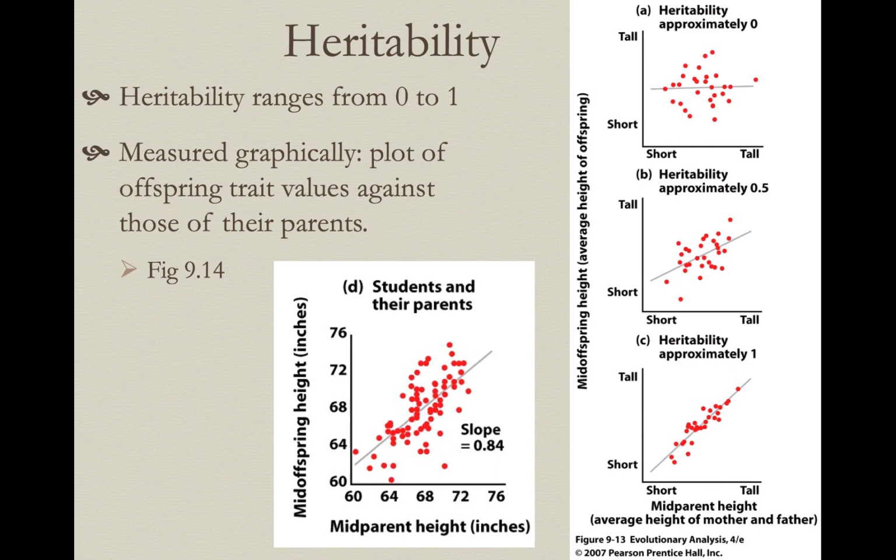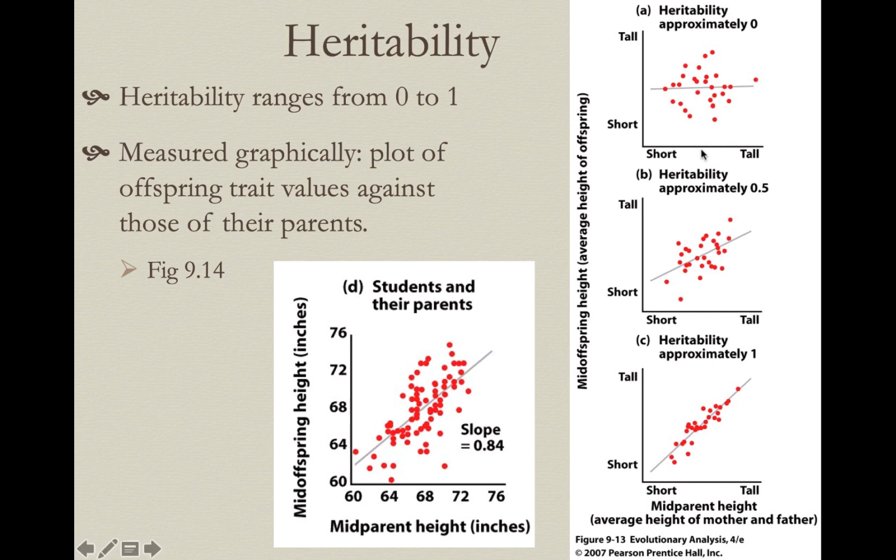And this heritability ranges from 0 to 1. So a heritability of 0 means it's all environmentally influenced. A heritability of 1 indicates really high heritability, a very strong genetic basis to this, and environmental differences really are not going to make much of a difference in the phenotypic trait produced. So here are the possibilities.